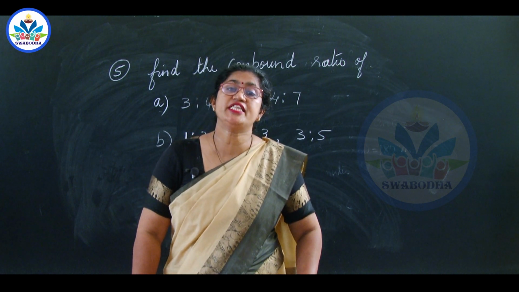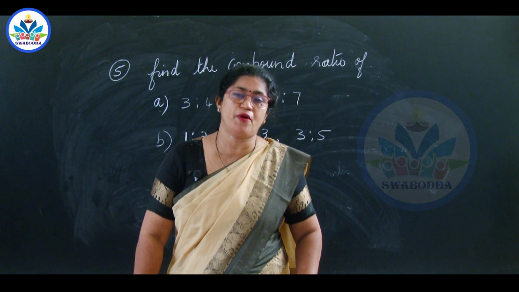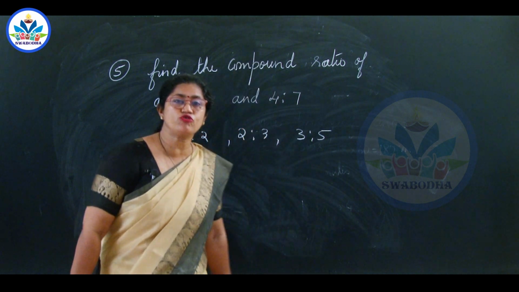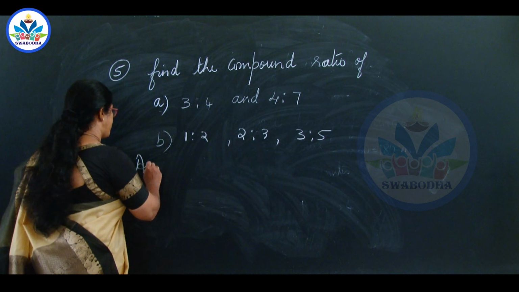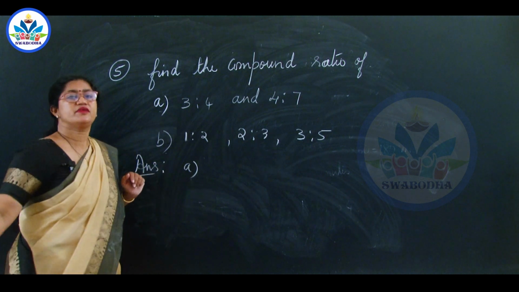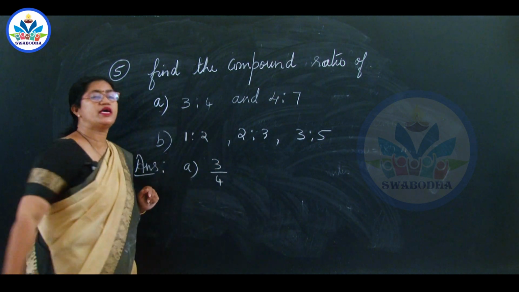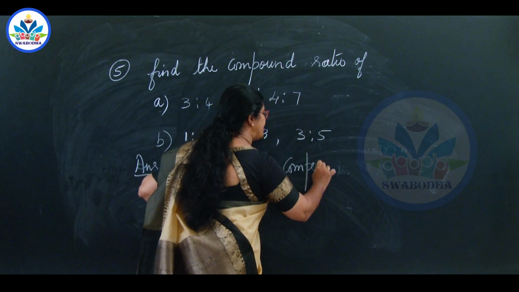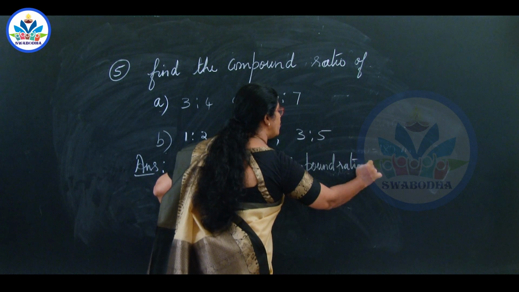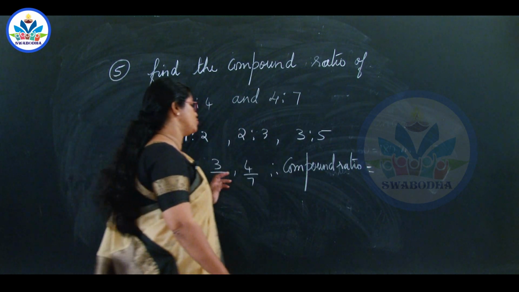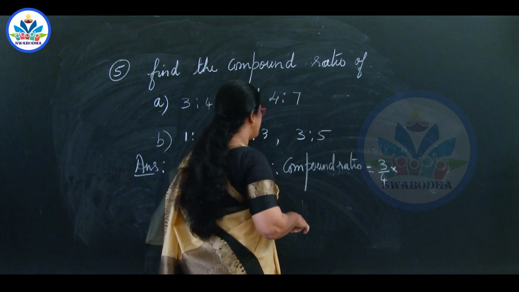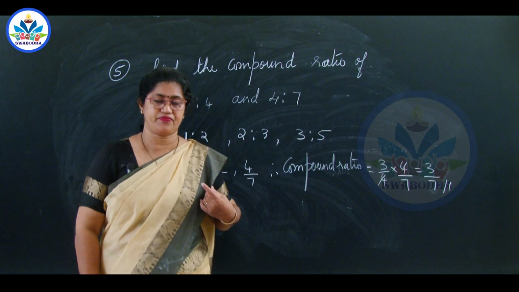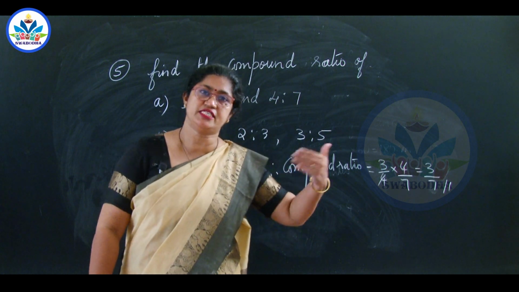Question 5, find the compound ratio of. So, you are asked to find the compound ratio. Recall definition of compound ratio. All that you have to do is multiply the ratios. Let us look at the first one, that is A. First ratio is 3 by 4 and the second ratio is 4 by 7, and therefore the compound ratio is, what should I do? Multiply the two ratios, multiply the two fractions. 3 by 4 into 4 by 7, 4 and 4 get cancelled. So, you get 3 by 7. You can leave it as 3 by 7 or you can also write it as 3:7.